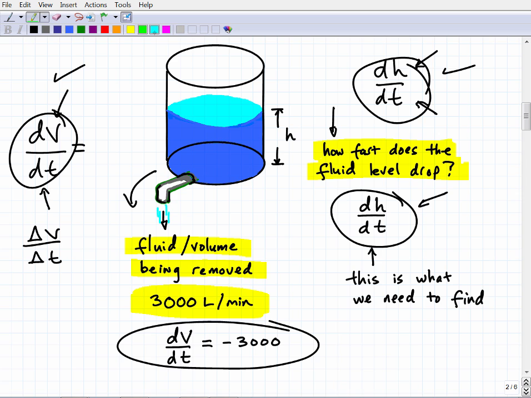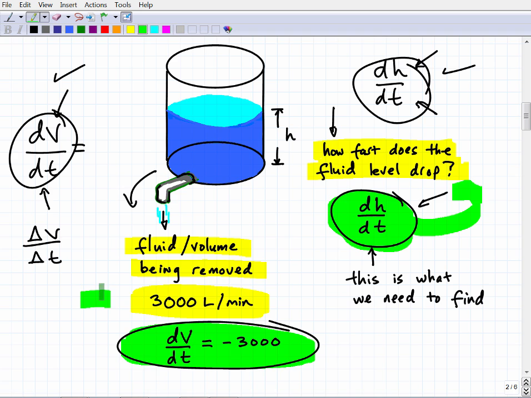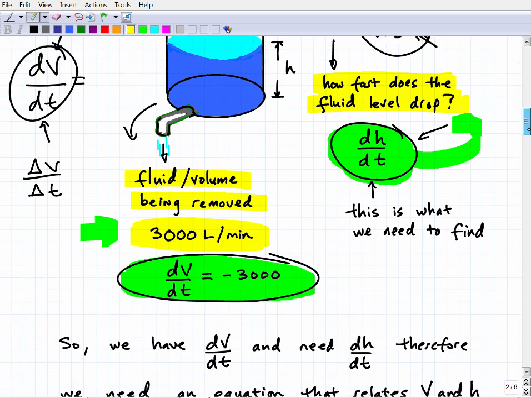So let's use this color here. So we have this, right? In this particular problem, we know that the volume is decreasing at 3,000 liters per minute. So that would be our dV/dt. And we want to know dH/dt. This is what we need, right? Because this is the change of height with respect to time. So this is going to answer the question: how fast does the fluid level drop when you're taking out 3,000 liters per minute? All right, now let's move into the actual mechanics of the problem.